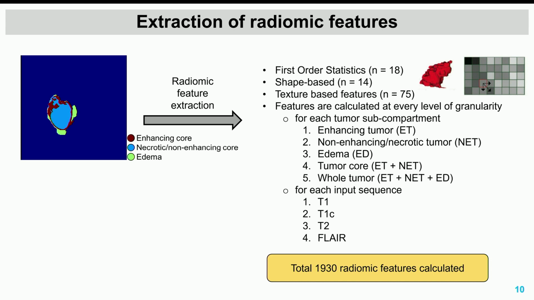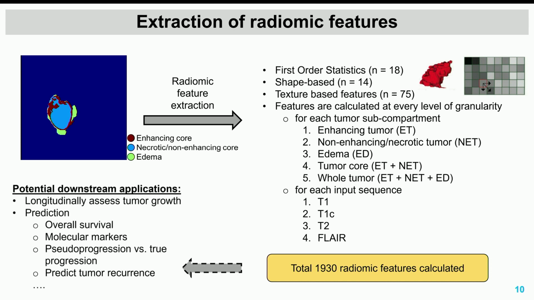And these radiomic features can be very useful for multiple downstream applications. For example, someone can use I3CR-WANO on different time points from a patient, and they can simply calculate the tumor volume and longitudinally assess the tumor growth and correlate that, let's say, with clinical decisions. They can also take these radiomic features and build different predictive models, like predicting overall survival of the patient, different molecular markers of the tumor, differentiating pseudo-progression versus true progression, and so on.